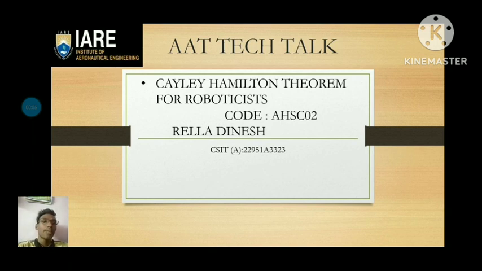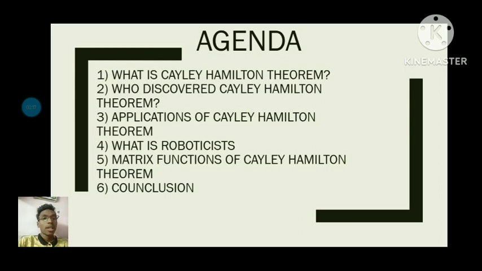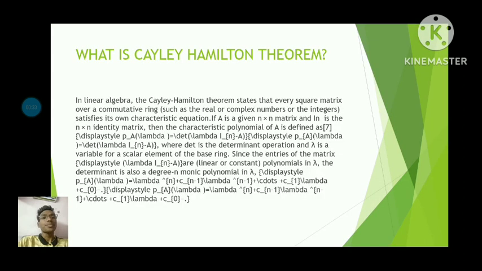I selected the topic Cayley-Hamilton theorem for roboticists, code AHSC02. Let's see our agenda first. What is the Cayley-Hamilton theorem? Who discovered the Cayley-Hamilton theorem? Applications of the Cayley-Hamilton theorem. What is a roboticist? Fifth one, matrix functions of the Cayley-Hamilton theorem. Sixth one is conclusion.